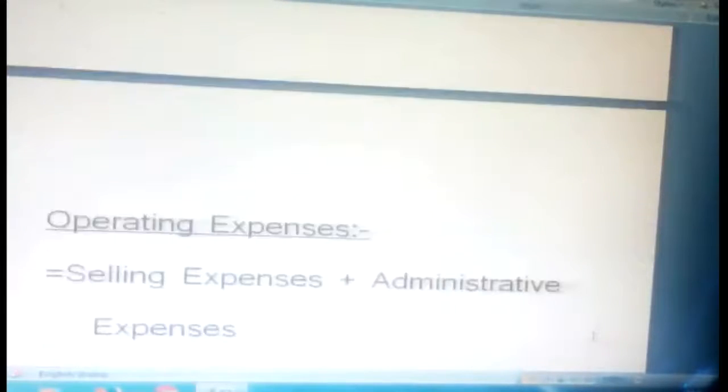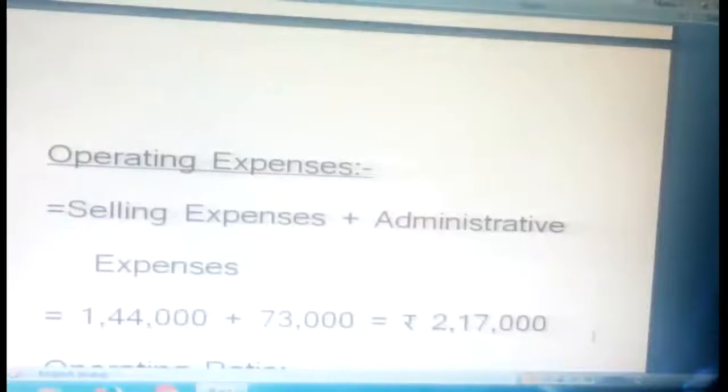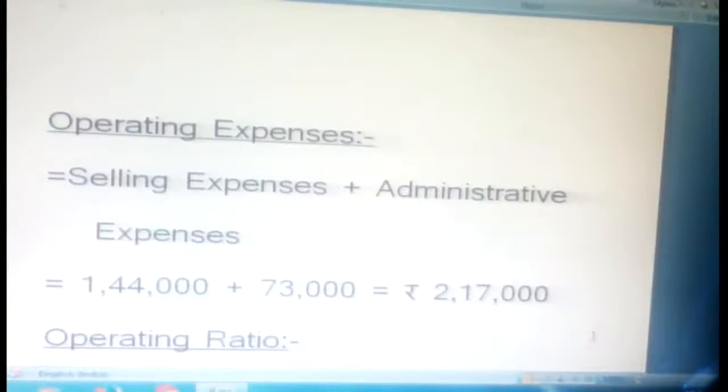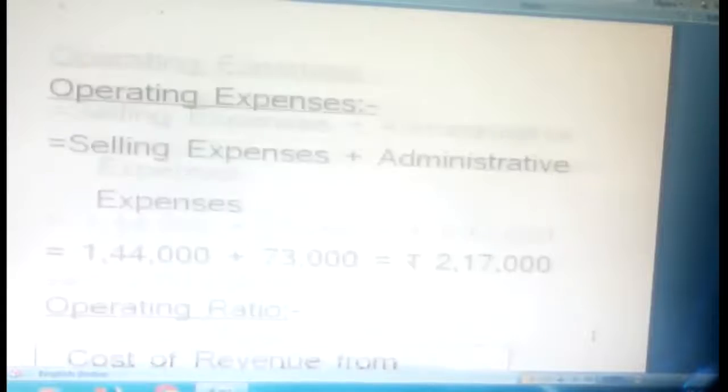Okay. Then we move to operating expenses. Here, selling expenses plus administrative expenses. So 1,44,000 of selling expenses, then 73,000 administrative expenses. Add together, you get 2,17,000.